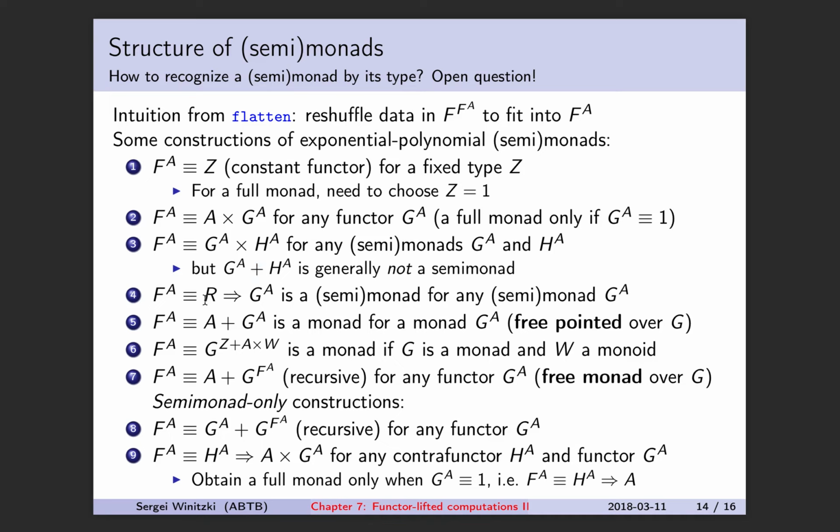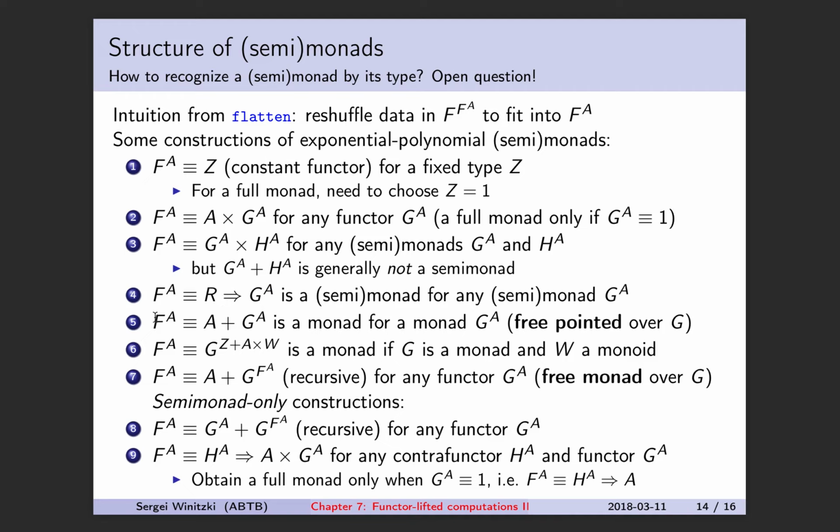The next construction is that you take a fixed type R and a function from the fixed type R into a semi-monad G, or a monad G. I will not give a proof for this. I will leave this as an exercise. I will give proofs for most other constructions, and especially from the last construction, you'll see a similar kind of thing, but this I leave for you to prove.